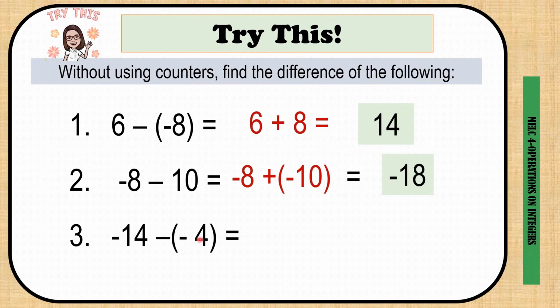Let's have number 3. Negative 14, copy, then change, it will become positive or plus, and negative 4 will be positive 4. So subtract this, 14 minus 4 is 10, then that answer is negative 10, since your 14 is a greater number compared to 4.